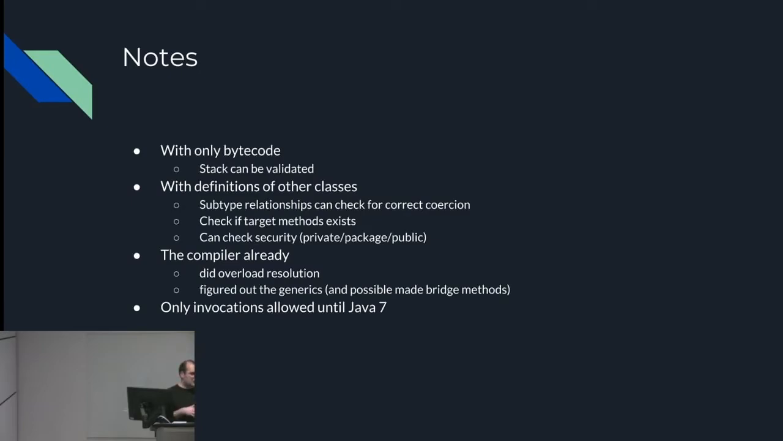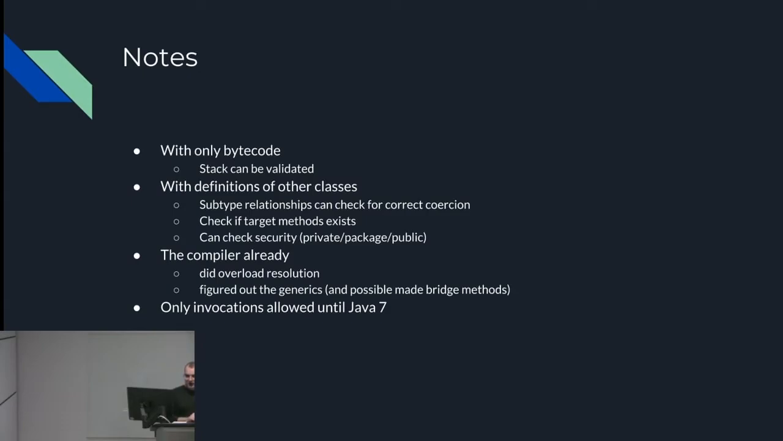Once it has actually been loaded into the JVM and all the classes are loaded, it can do all the subtype checking to make sure that we're always converting classes in a way that's valid. It can also check that the target method exists, and it can also check the security level on that method. So you're not allowed to call a private method of a different class.